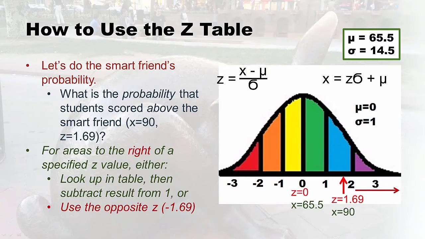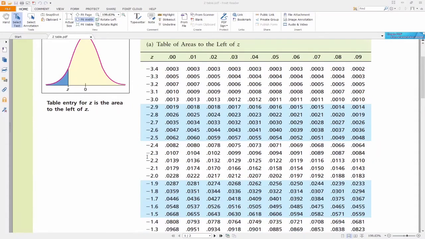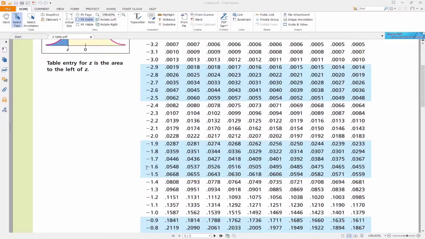There's another way of doing it, and that's where you just use the opposite z from the get-go. So we're going to now use the opposite z. We're going to look up negative 1.69. All right, here we are back at the z table, only this time we're looking up negative 1.69. Negative 1.6 is the first thing we need to find in this column. So here we are, negative 1.6, and then we know 9 is the last column. I'm learning that. So we'll go over here, and that looks familiar, right? 0.0455.